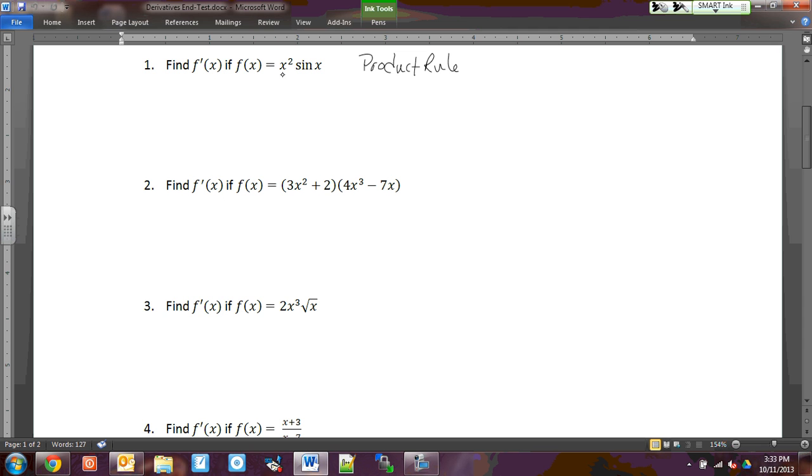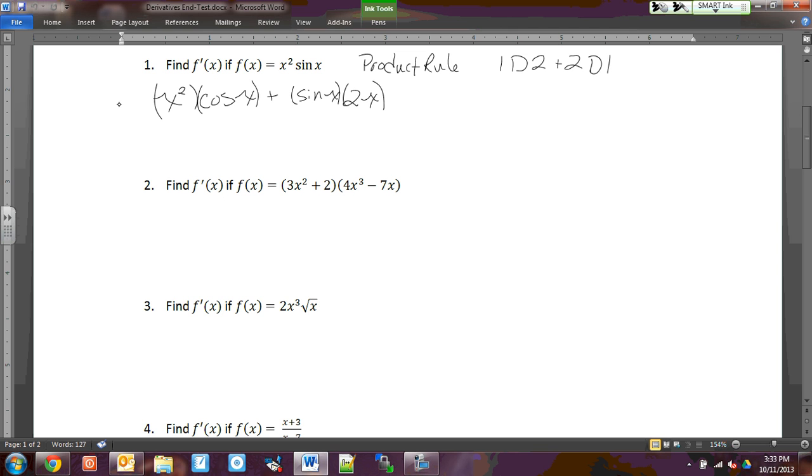Alright, so the product rule says 1 d2 plus 2 d1. So, first function, x squared, leave it alone. Second function, take the derivative. The derivative of sine x is, of course, cosine x. You should remember this. Plus the second function, so the sine of x, plus the derivative of the first function, which is 2x in this case.